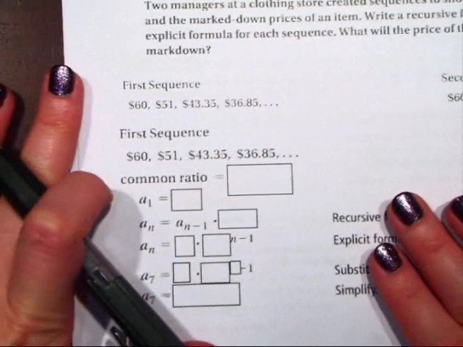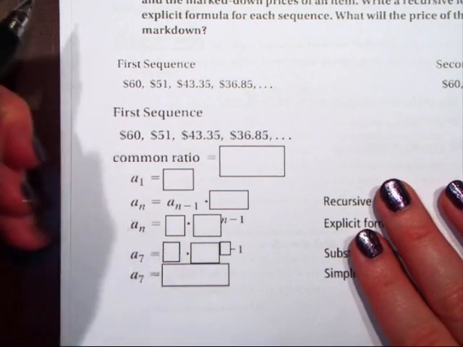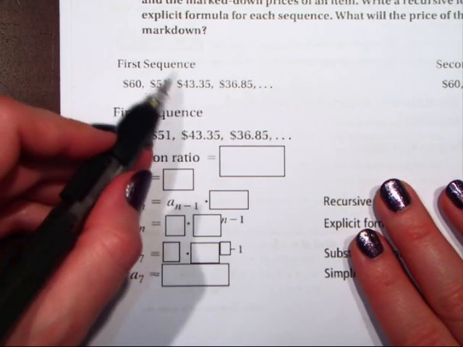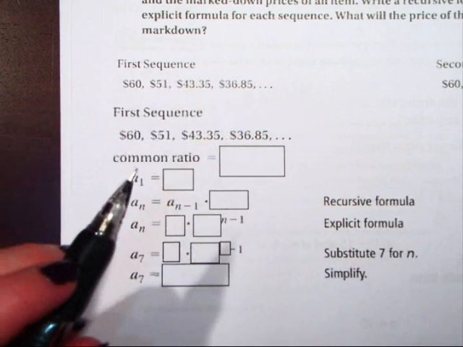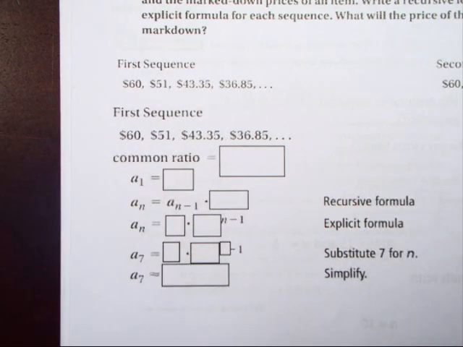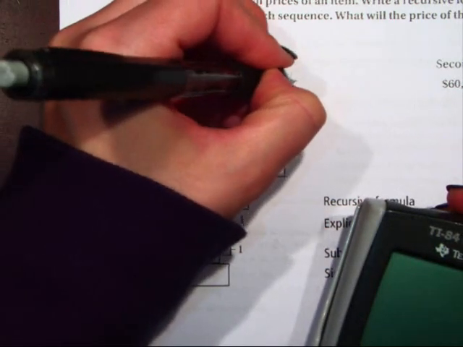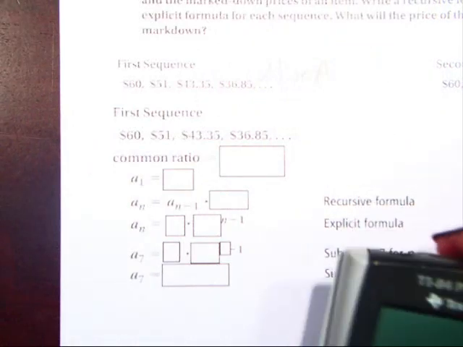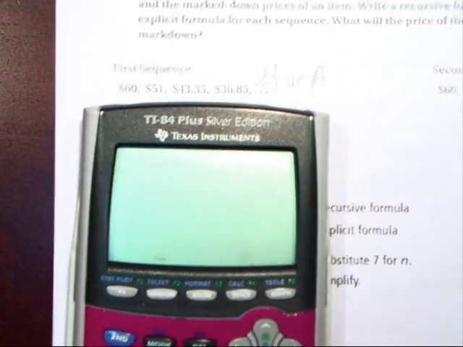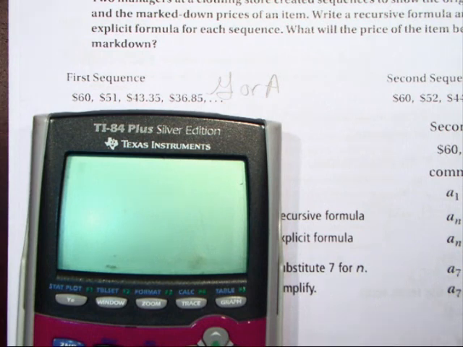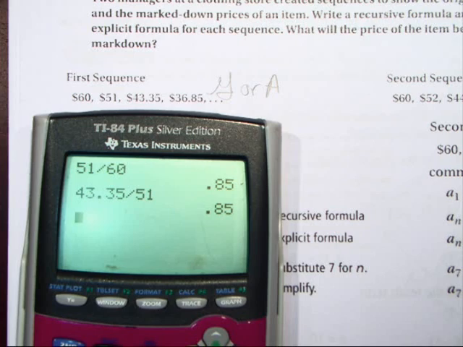Let's focus, please, on the first sequence. The first sequence goes 60, 51, 43.35, 36.85. What we need to do is check if that is geometric or arithmetic. To check that, I plug it into my calculator. I do the 51 divided by 60. Then I do 43.35 divided by 51. Do you notice how I'm getting the same thing?